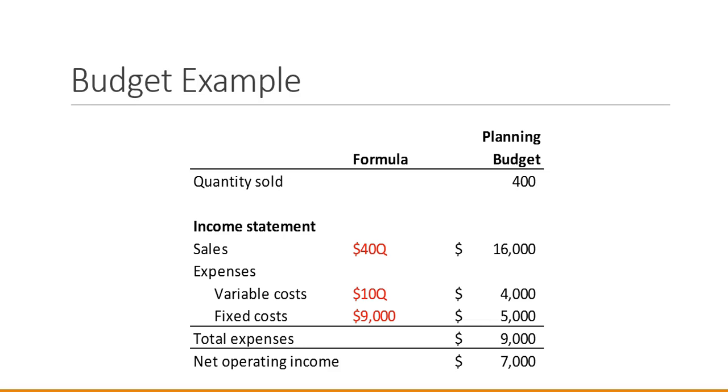Let's start with a budget example. At the beginning of our period, we have a plan for the number of units we'll sell. Our sales price per unit in the formula column is $40. Our variable cost per unit is $10. And fixed costs, $9,000. Notice there is no Q next to fixed costs. We're not multiplying fixed costs by the quantity. Regardless of quantity, fixed costs are the number that we're budgeting. And we have a planned net operating income as a result of this budget.